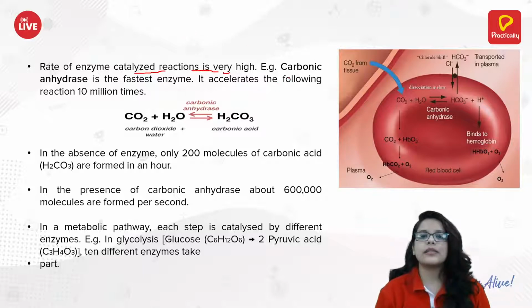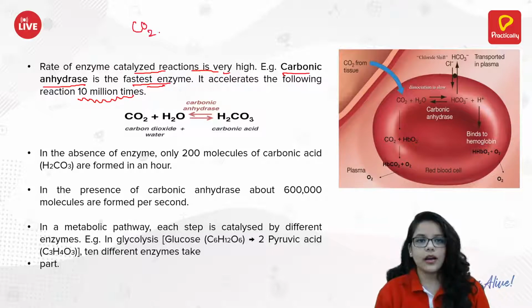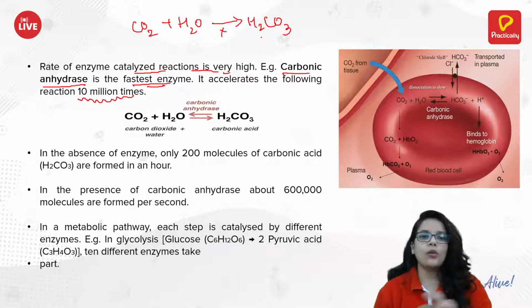For example, see this reaction. There is an enzyme called carbonic anhydrase. This is the fastest enzyme in the world. And it increases the reaction by 10 million times. So suppose there is carbon dioxide and water, and it forms carbonic acid, that is H2CO3. Without carbonic anhydrase, somehow it will form carbonic acid.